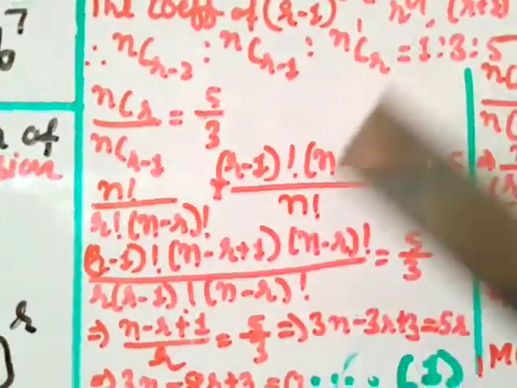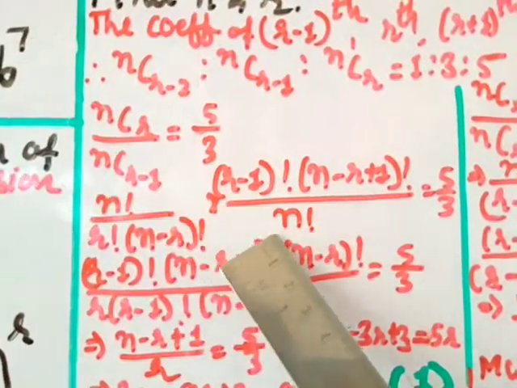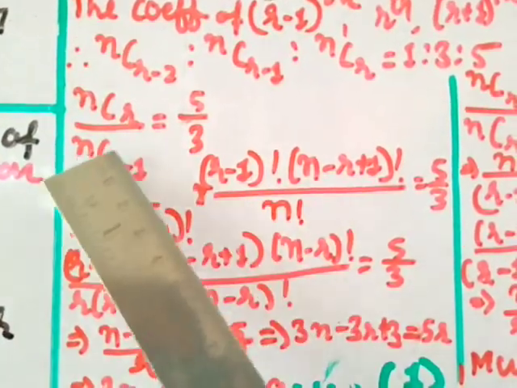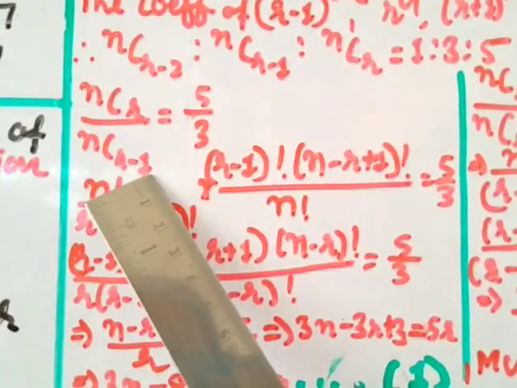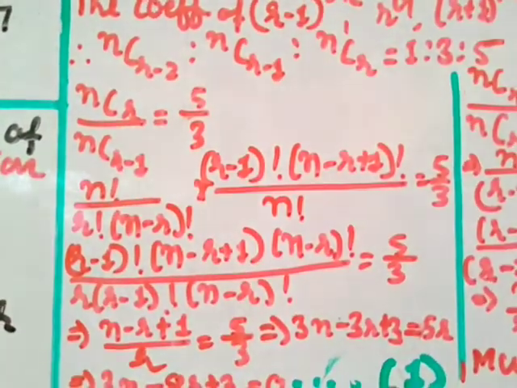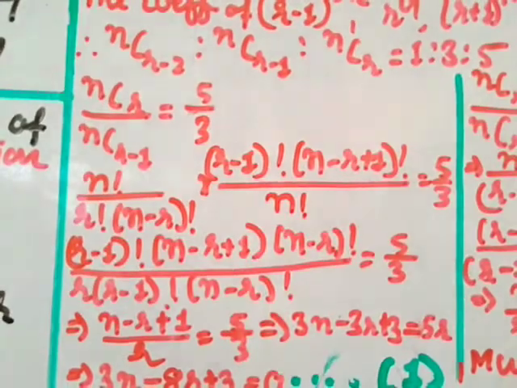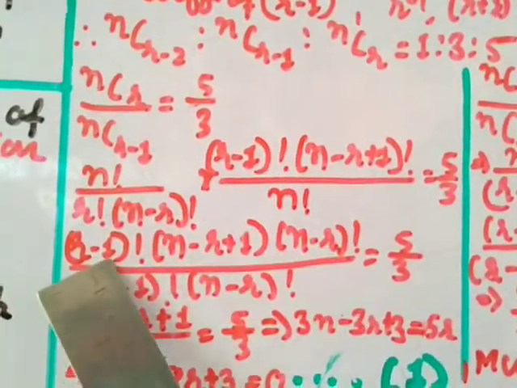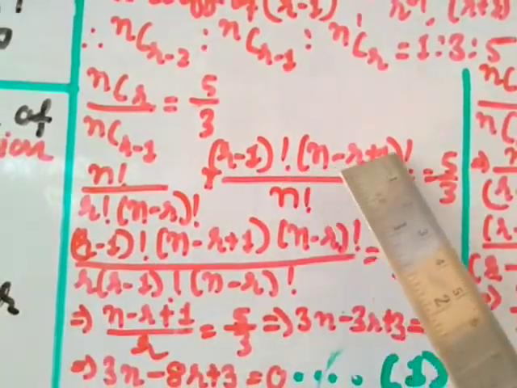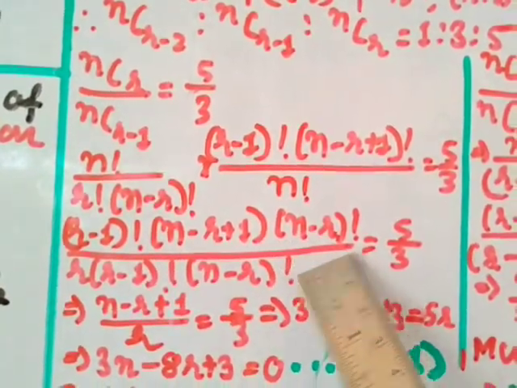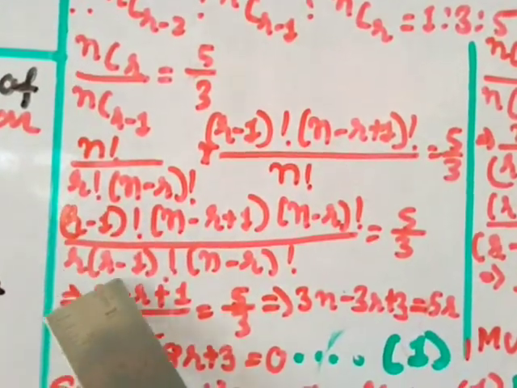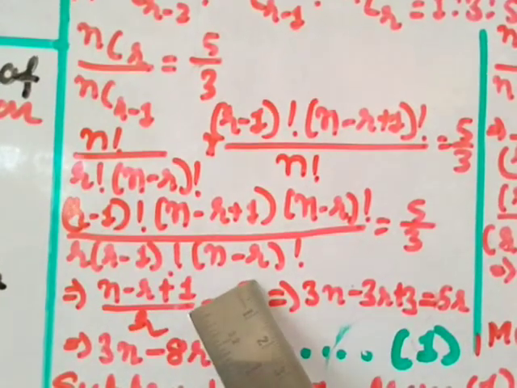Since it is a ratio, it will be in the product, the reciprocal of this value. This will be n factorial into (n minus r minus 1) factorial, over (n minus r plus 1) factorial, equal to 5/3. This n factorial we can cut. r minus 1 factorial stays as it is. n minus r plus 1 factorial I have written as (n minus r plus 1) into (n minus r) factorial. This r factorial is r into (r minus 1) factorial, and n minus r factorial stays as it is, equal to 5/3.